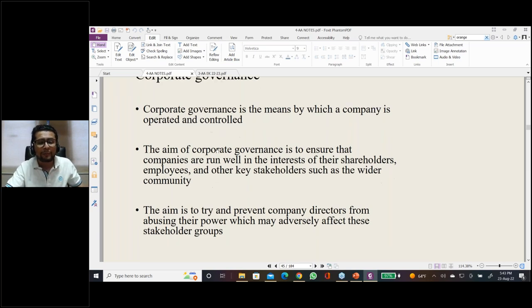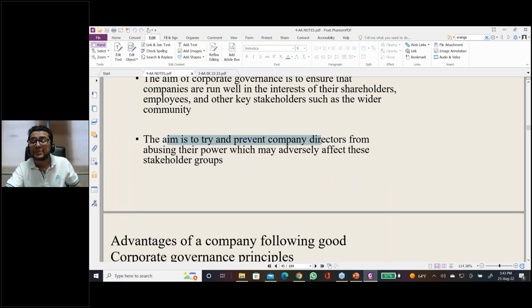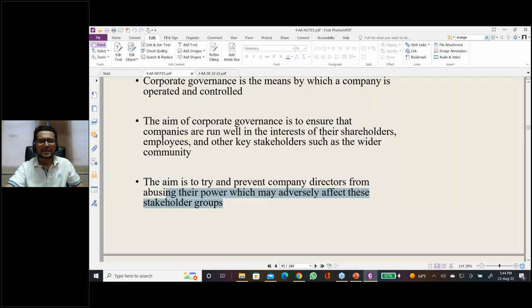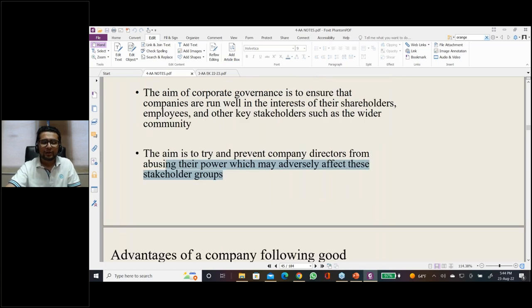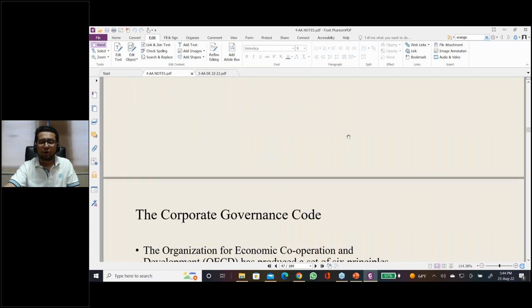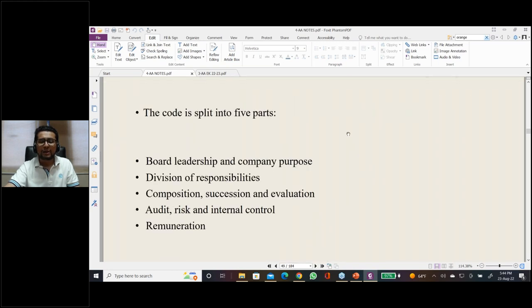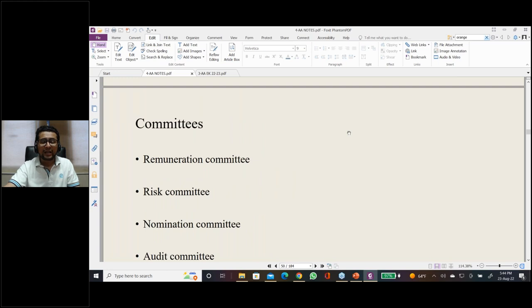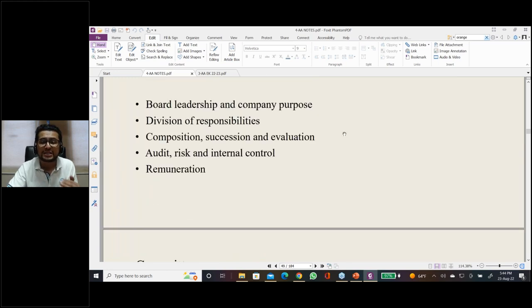So the aim of corporate governance is to try and prevent the company directors, that is the agents, from abusing their power, which may adversely affect these stakeholder groups. What stakeholders? Shareholders, suppliers, customers, and most importantly, the wider community and even the environment. So we need to have corporate governance in place. Corporate governance is all about making sure that there are strict rules and regulations about how to run the company.